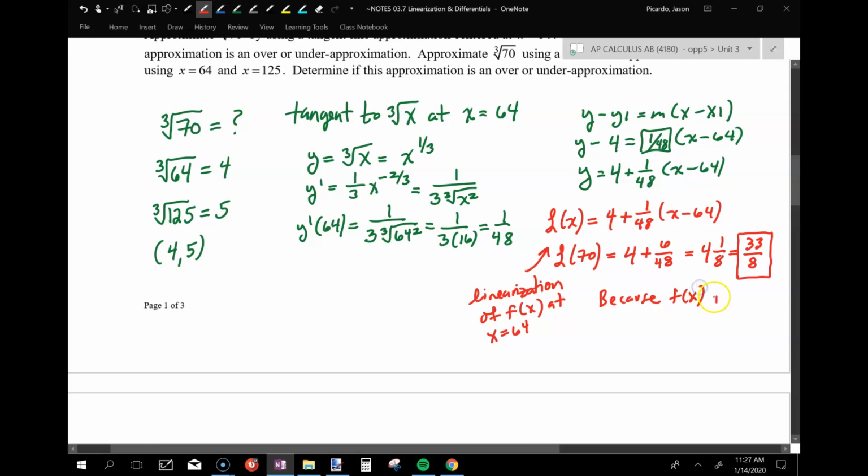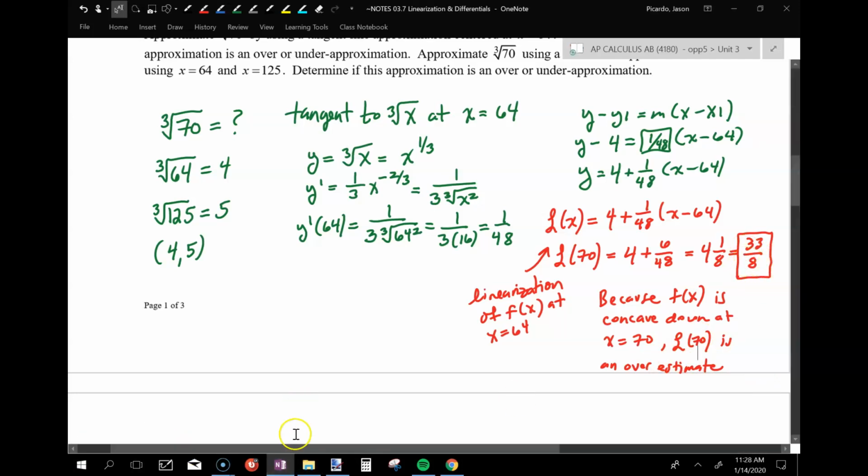So because f of x is concave down at x equals 70, my L of x is an overestimate. Actually, I should say L of 70, not L of x. L of 70 is an overestimate, right? Is that cool? So let's actually figure out what happens.